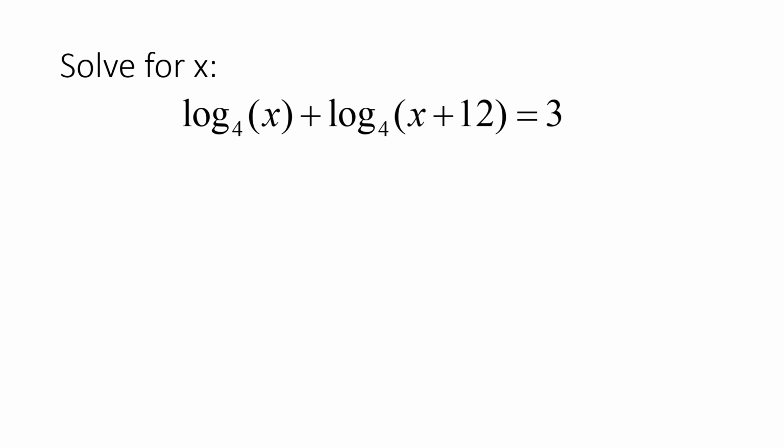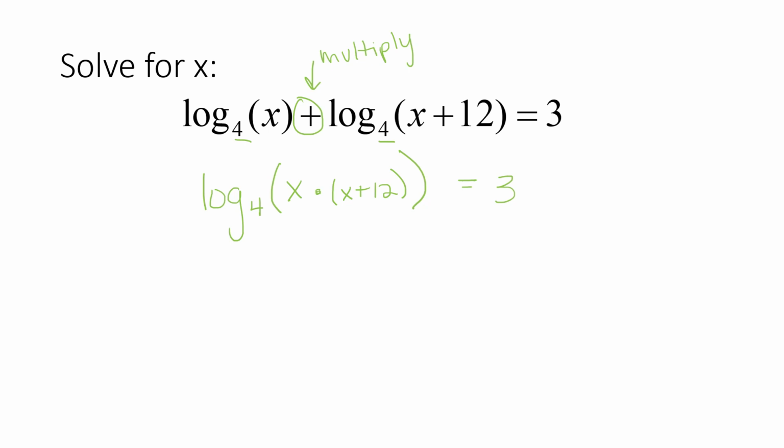Okay, so notice since I have the plus sign here, if I were to condense, plus means to multiply. So if I wanted to make one log out of this, since they both have the same base here, all I would have to do is take x times x plus 12 on the inside. Okay, because again, when I condense, the plus here means multiply. This all equals 3.